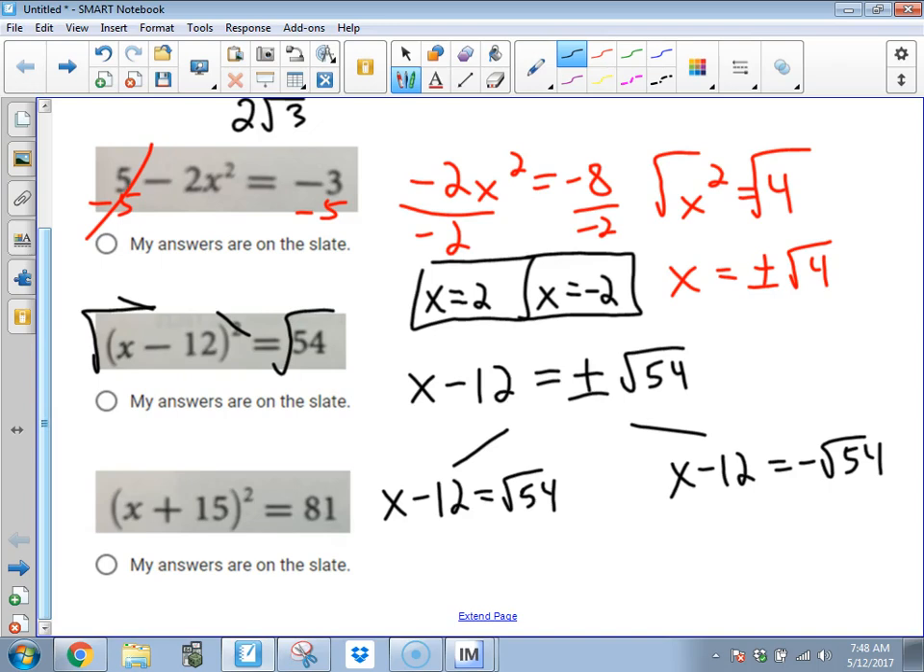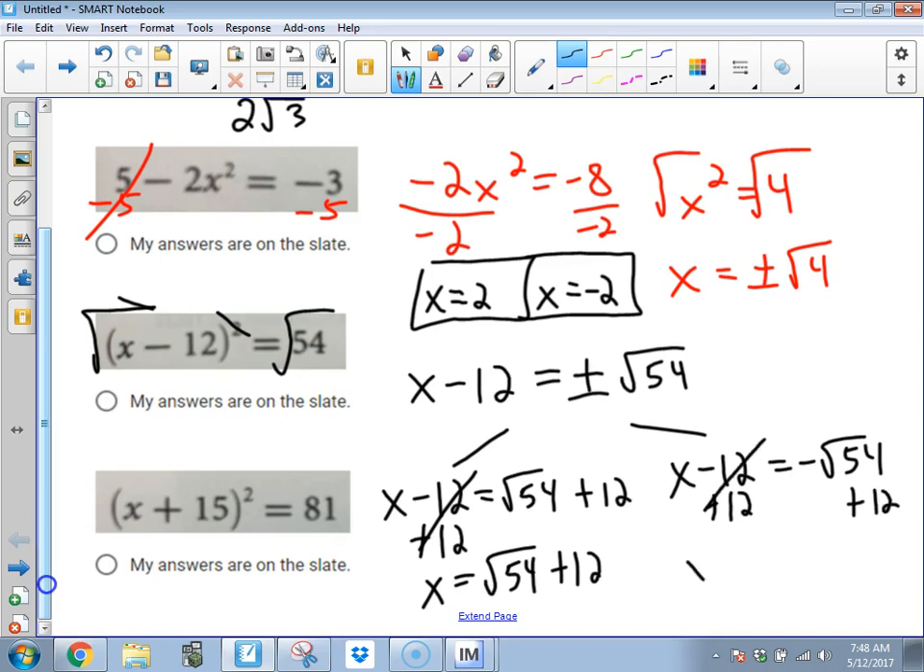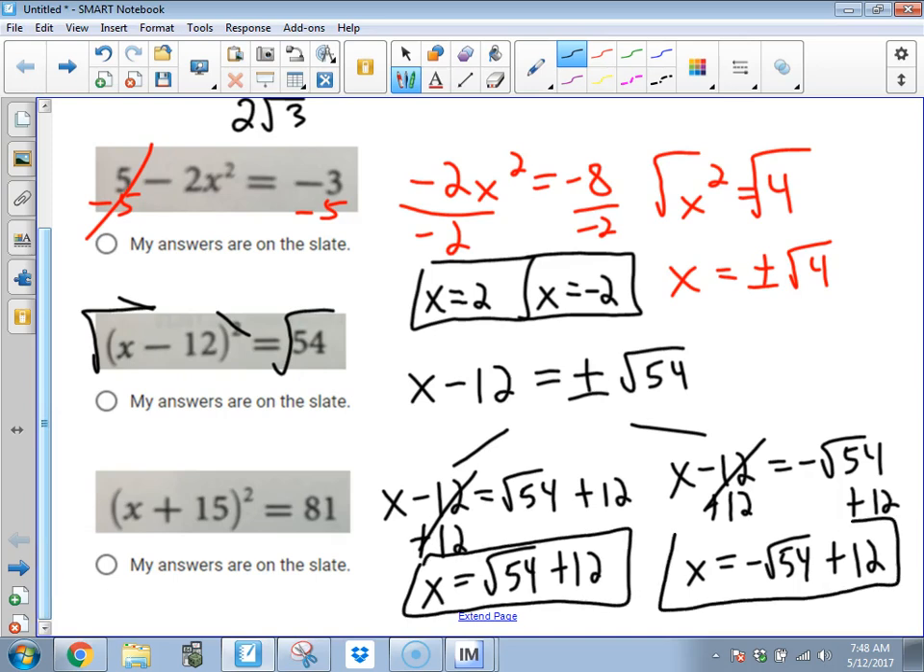Last step on each of these is to move the 12 to the other side. So I'm going to add 12. It doesn't matter where I put that. X equals the square root of 54 plus 12. This one, add 12. X equals negative square root of 54 plus 12. Both of these are considered the answer. Now, be very careful how you plug this in.